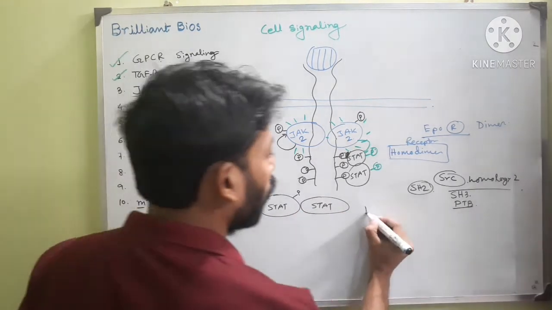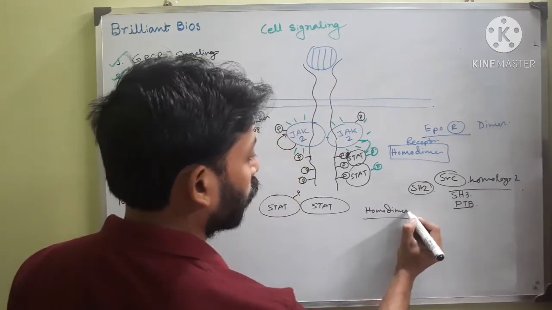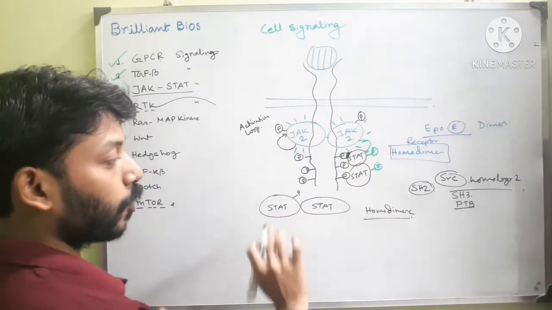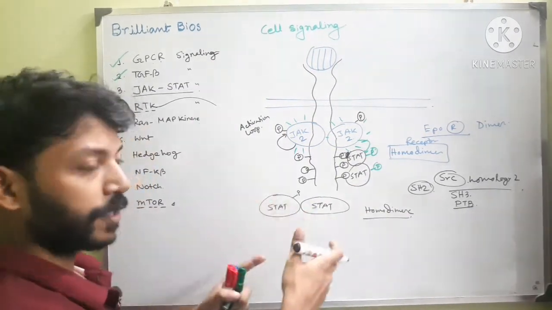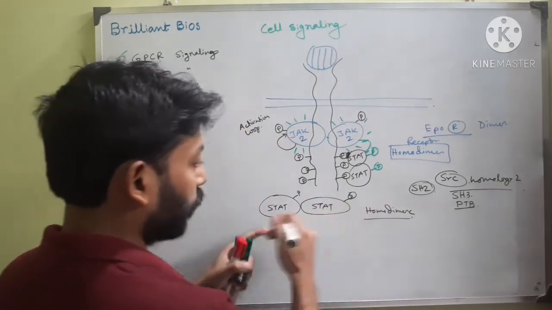This is always a homodimer. You remember, STAT proteins always make homodimers. The receptor can be a homodimer or heterodimer, but the STAT protein always makes a homodimer. That means STAT5, STAT5, STAT1, STAT2, STAT1. So when they phosphorylate, they dissociate and they form a dimer.